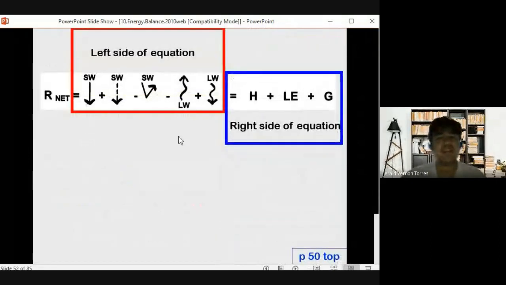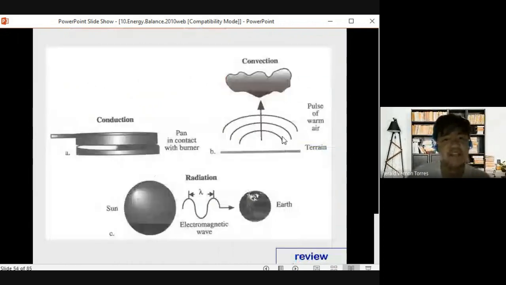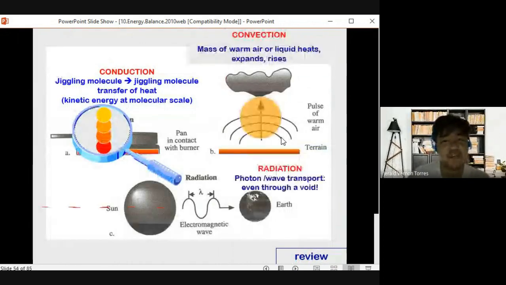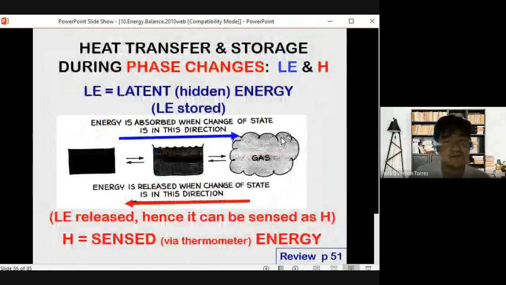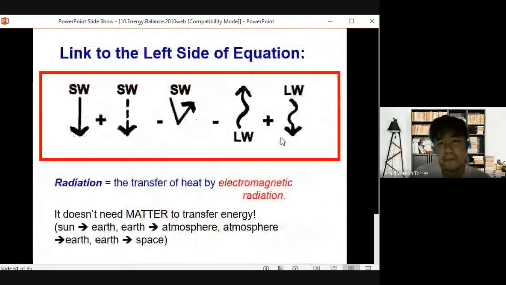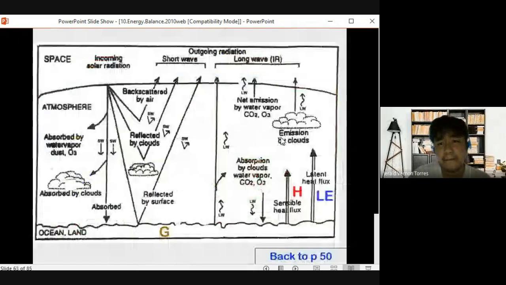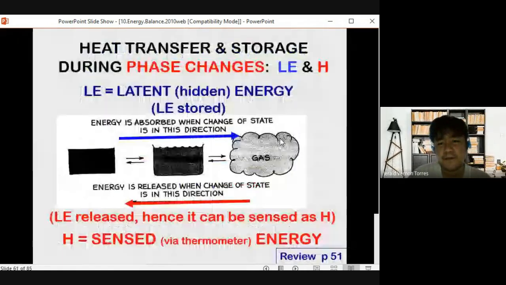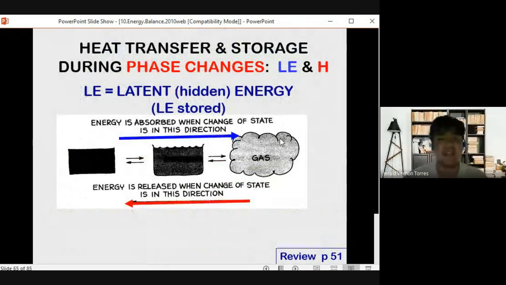Okay, dito tayo sa right side ng equation. We're going to discuss this right side of the equation. So alam na natin, this is sensible heat, this is latent energy, latent heat, at this is your internal energy. So sa internal energy, yan lang yung stored energy ng Earth. So let us focus on sensible heat and latent heat.